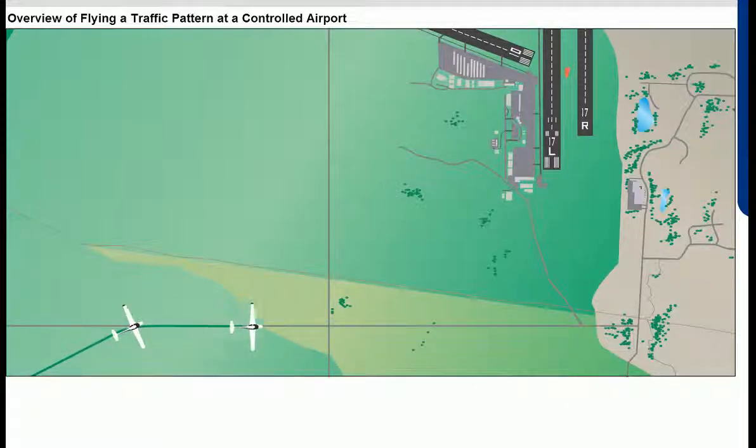About 500 of the busier airports in the United States have control towers. When you fly at a controlled airport, the tower controllers provide instructions to organize arriving and departing traffic for safer, more efficient operations.